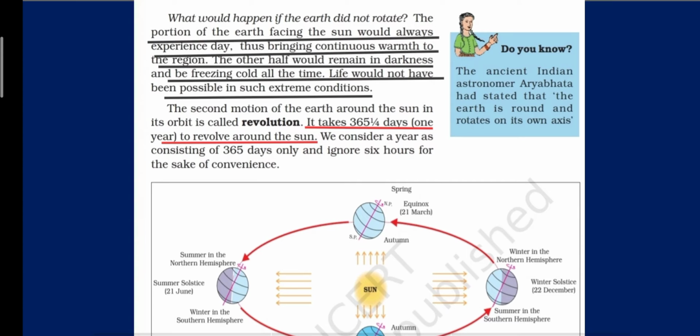Yes, children, that is the exact time which is taken by the earth to complete one complete revolution around the sun. But children, for our convenience, we take only 365 days, and that is the reason 1 year comprises 365 days. And we ignore the 1 by 4th day, which will be 6 hours if we convert it into hours. So we ignore the 6 hours for the sake of our convenience. And why do we do so? We will read in the following paragraph.